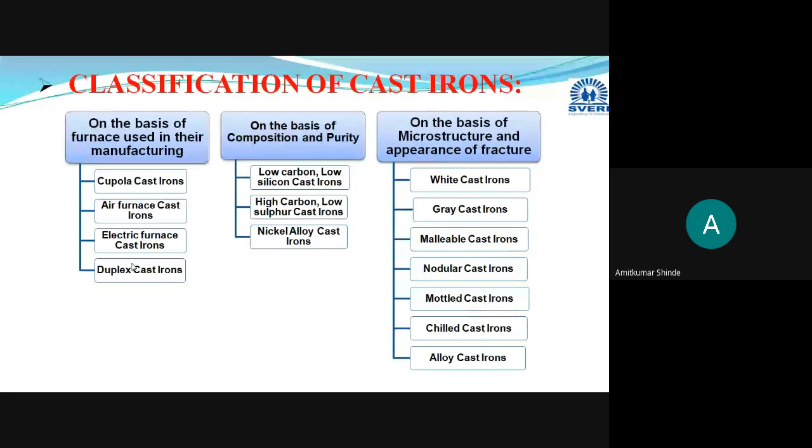I will wait for 1 or 2 minutes here. Just draw this chart of classification of the cast iron. I will wait for 2 minutes here. After completing, mention in the chat box that you have completed this chart. Please draw this classification of the cast iron.